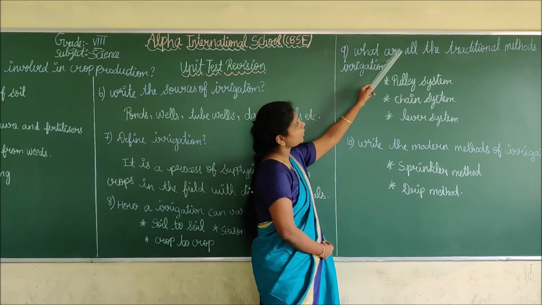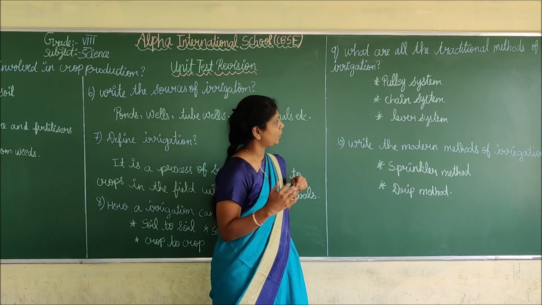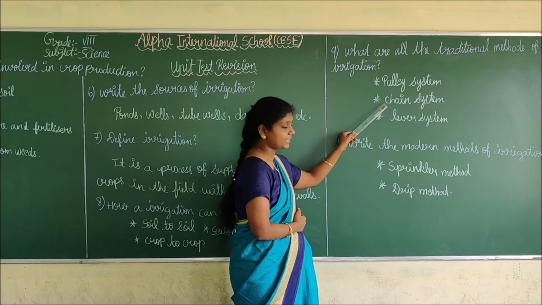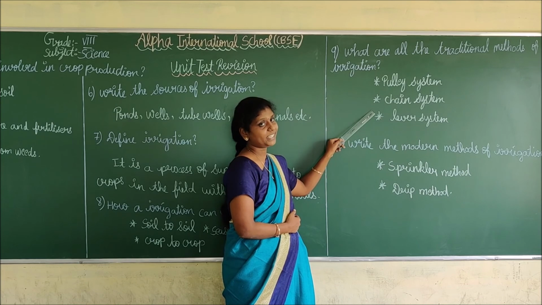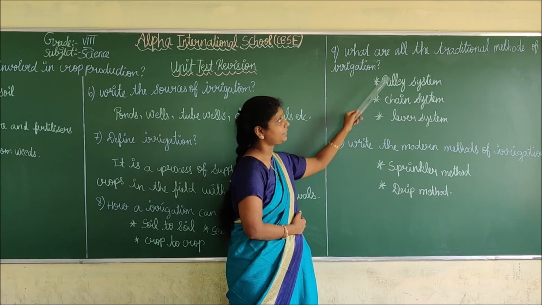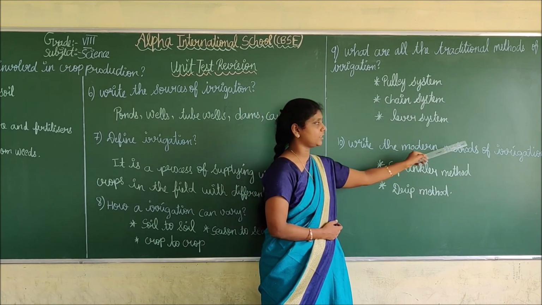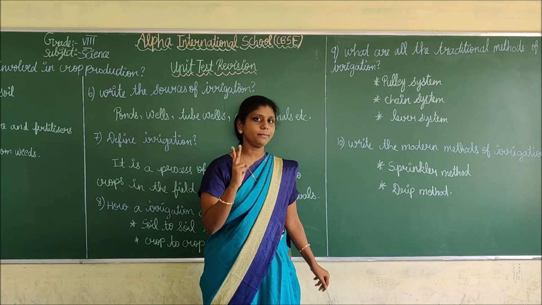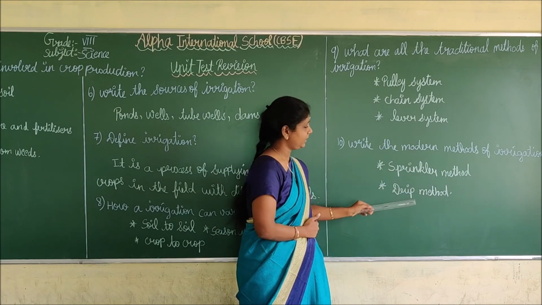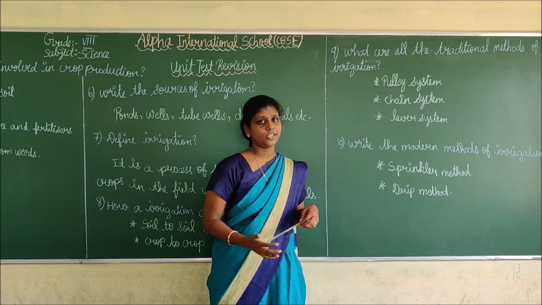Next, what are all the traditional methods of irrigation? There are 3 traditional methods: pulley system, chain system and lever system. Repeat after me. Pulley system, chain system and lever system are the traditional methods of irrigation. Next, write the modern methods of irrigation. There are 2 modern methods. First is sprinkler method. Next, drip method.